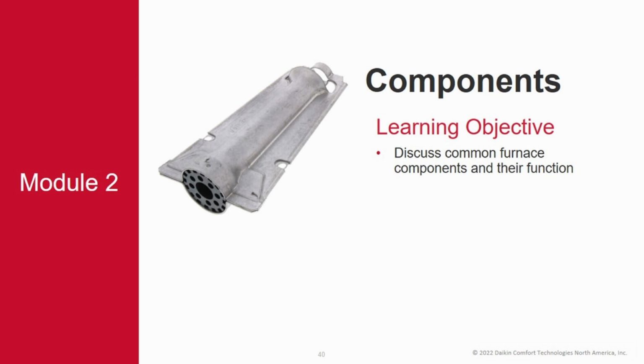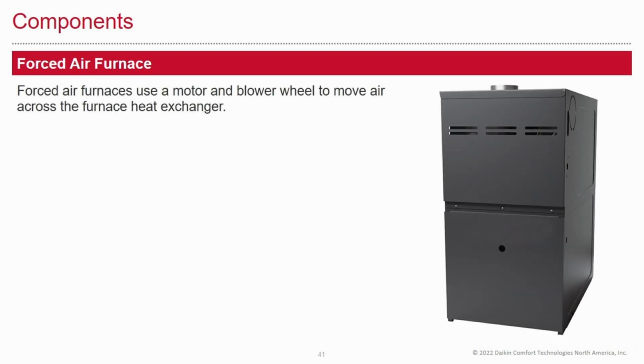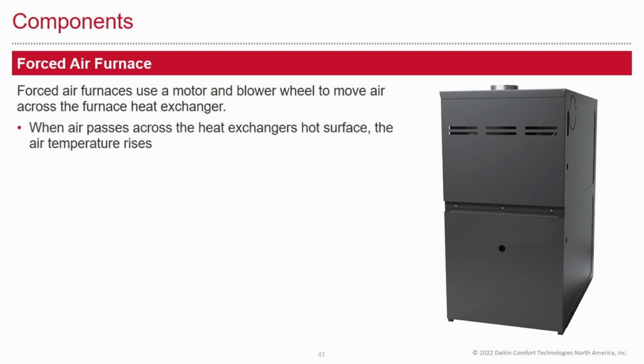Module 2. Components. Forced air furnace. Forced air furnaces use a motor and blower wheel to move air across the furnace heat exchanger. When air passes across the heat exchanger's hot surface, the air temperature rises.